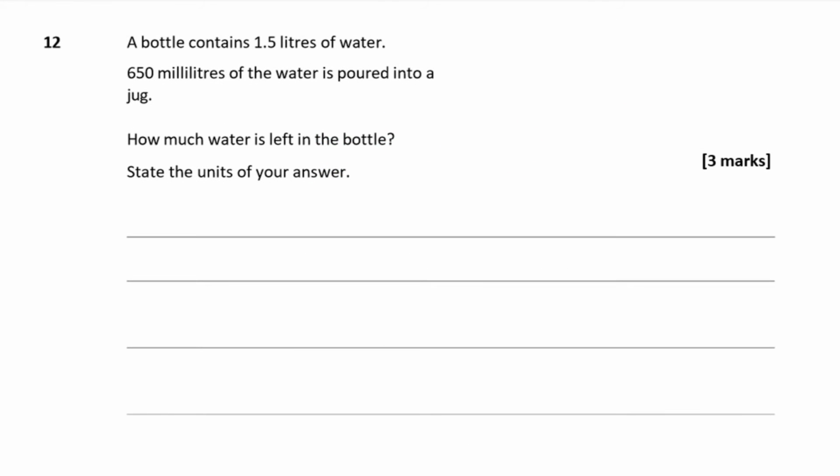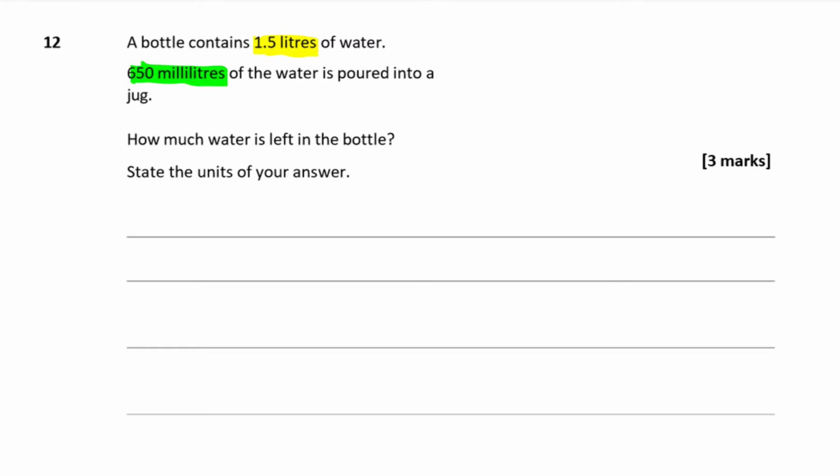Question 12. A bottle contains 1.5 litres of water. 650 millilitres of the water is poured into a jug. How much water is left in the bottle? State the units of your answer. Okay, do you notice we've got mixed units here? I've got 1.5 litres here and 650 millilitres here.